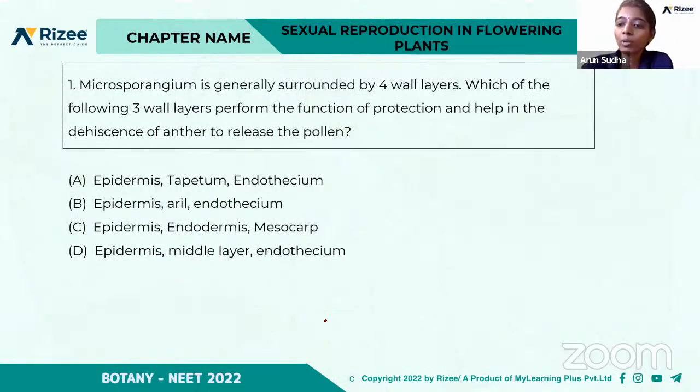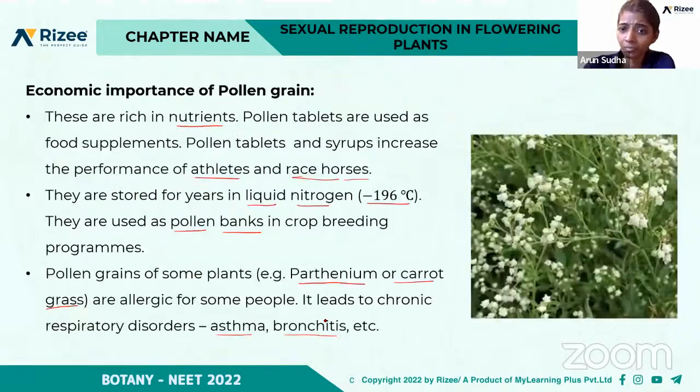So I hope you are clear with this, right? Any doubts on this till now? So today we saw in detail about the stamens and also about the microsporangium and about the pollen grains, right? So you're clear with it.